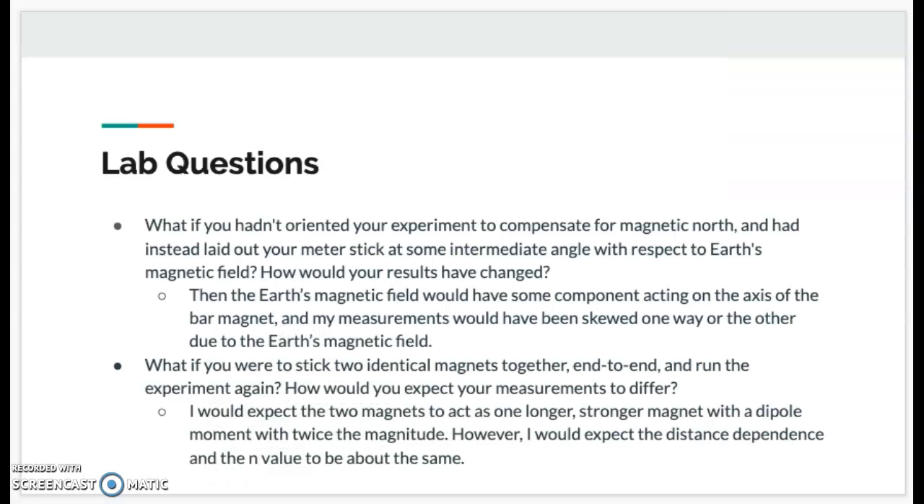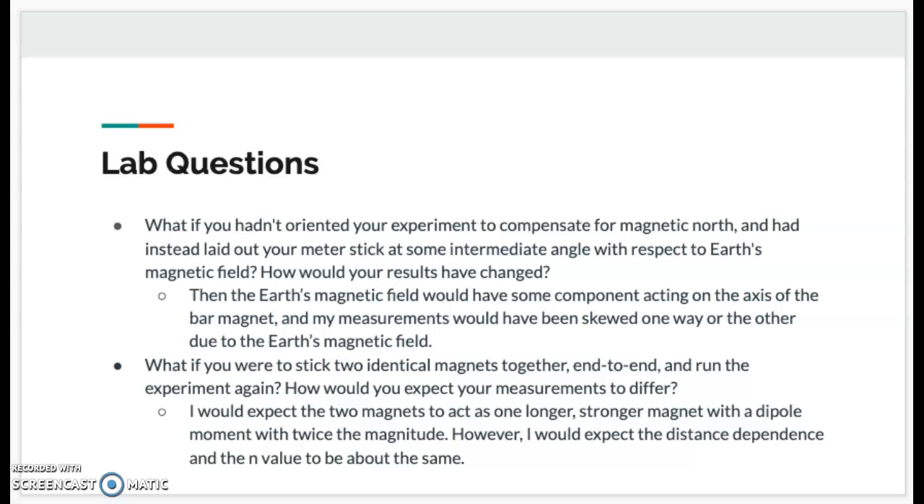So now for the lab questions. If I hadn't oriented my experiment to compensate for magnetic north, and instead had laid the meter stick at some intermediate angle, then the Earth's magnetic field would have some component acting on the axis of the bar magnet, and my measurements would have been skewed one way or the other due to the Earth's magnetic field. Depending on the orientation of the meter stick and magnet system, my results could have been increased if the Earth's magnetic field was in the same direction as the bar magnet's magnetic field, or decreased if they were in opposite directions. Either way, my experiment would not have measured the bar magnet's magnetic field precisely.